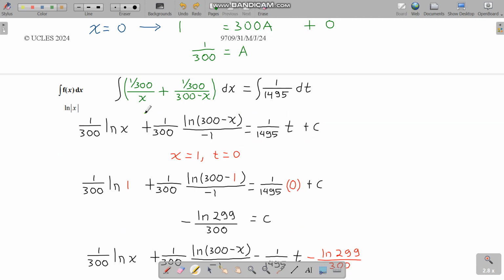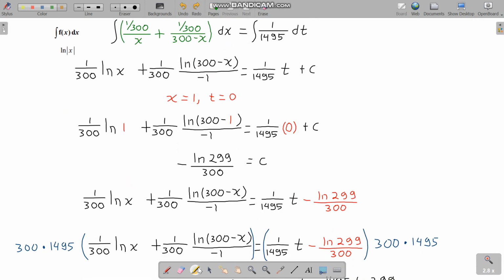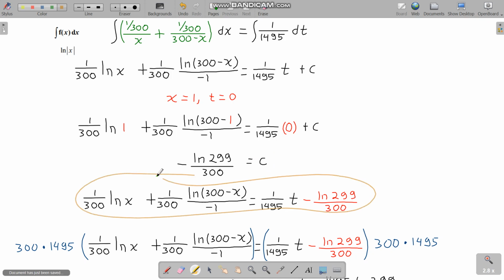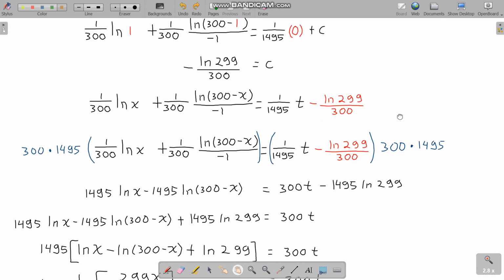Now to find the value of c, we plug in the x and t values. We replace x with 1 and t with 0, so we only have minus 1 over 300 times ln 299, and the right side is 0, so we have the value of c. Now we use this value of c and we get the particular solution. The question is to express t in terms of one logarithm.